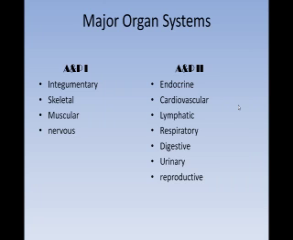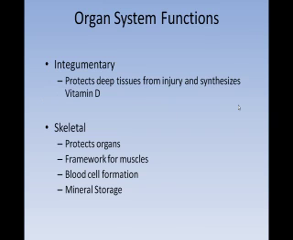All right, so the major organ systems in A&P 1 are going to be the integumentary, skeletal, muscular, and nervous. For A&P 2, you have endocrine, cardiovascular, lymphatic, respiratory, digestive, urinary, and reproductive. So integumentary is your skin. This is going to protect deep tissues from injury and synthesize vitamin D. For skeletal, this protects your organs, provides a framework for muscles. You're going to learn later on this is where your blood cells are made and you store minerals.